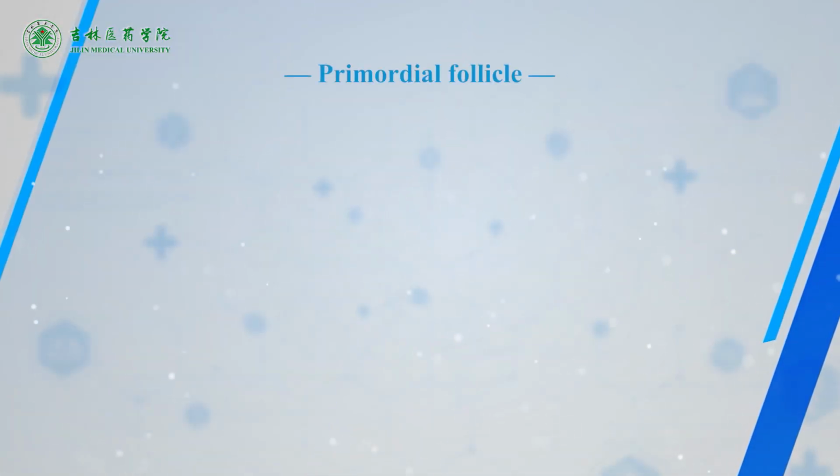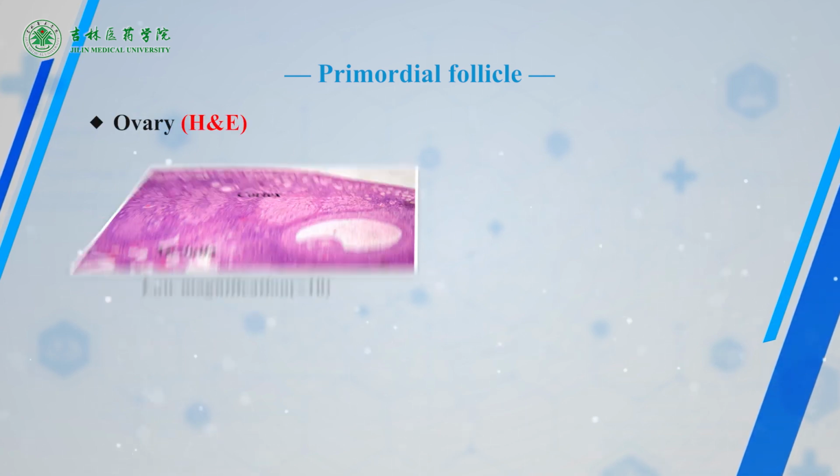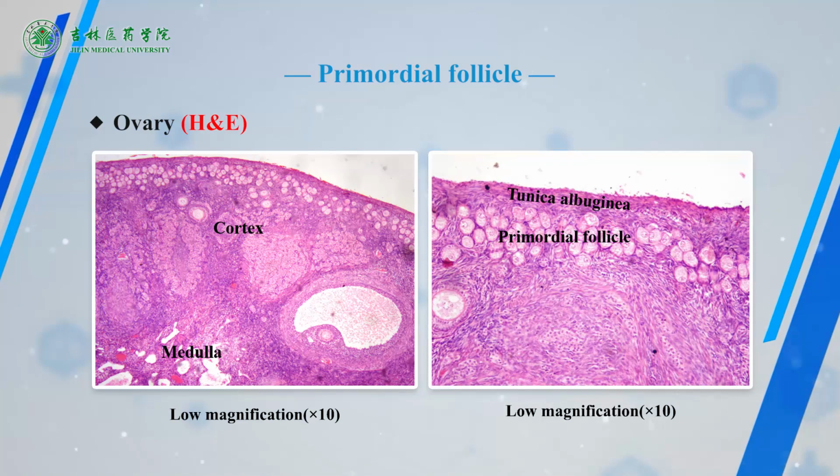The first slide. Primordial follicle obtained from the section of ovary, H.E. staining. The specimen is an ovoid structure. The surface of the ovary is covered by simple squamous or simple cuboidal epithelium, called germinal epithelium, and beneath the germinal epithelium is a thin layer of dense connective tissue, called the tunica albuginea.